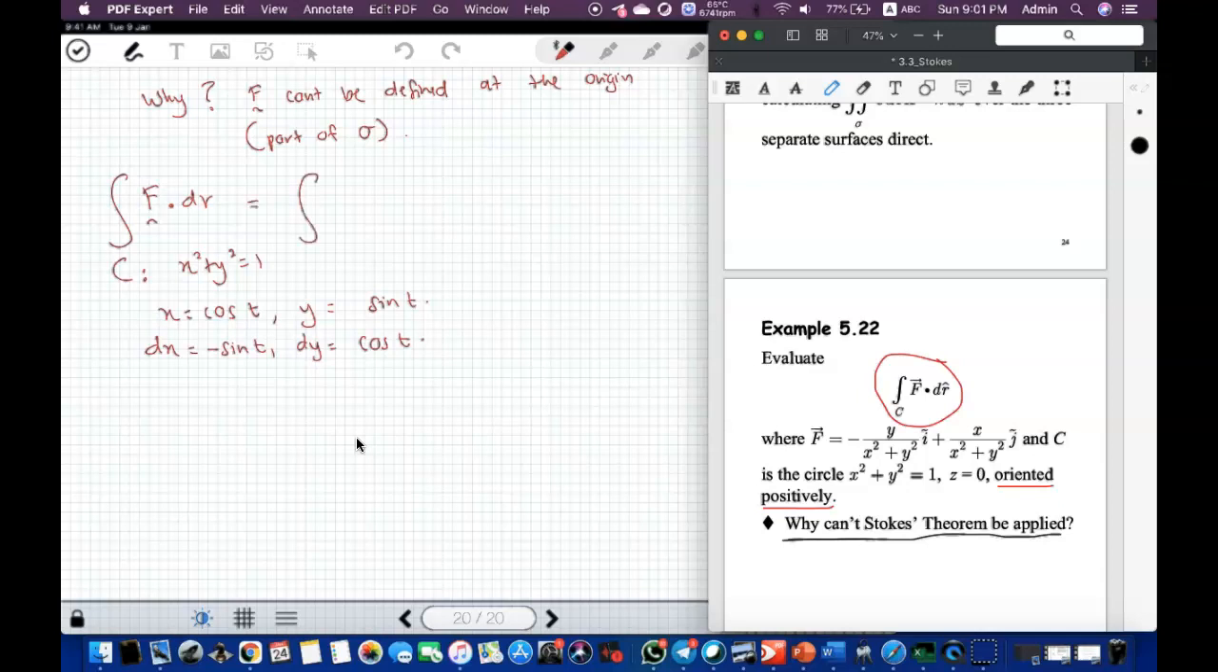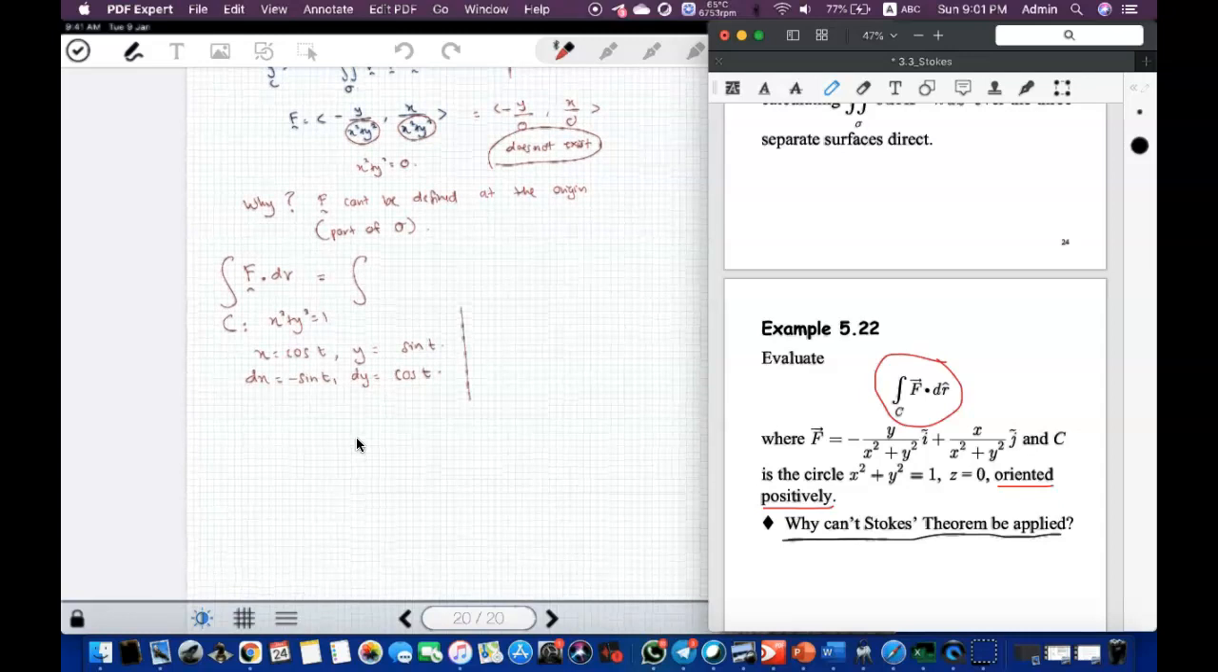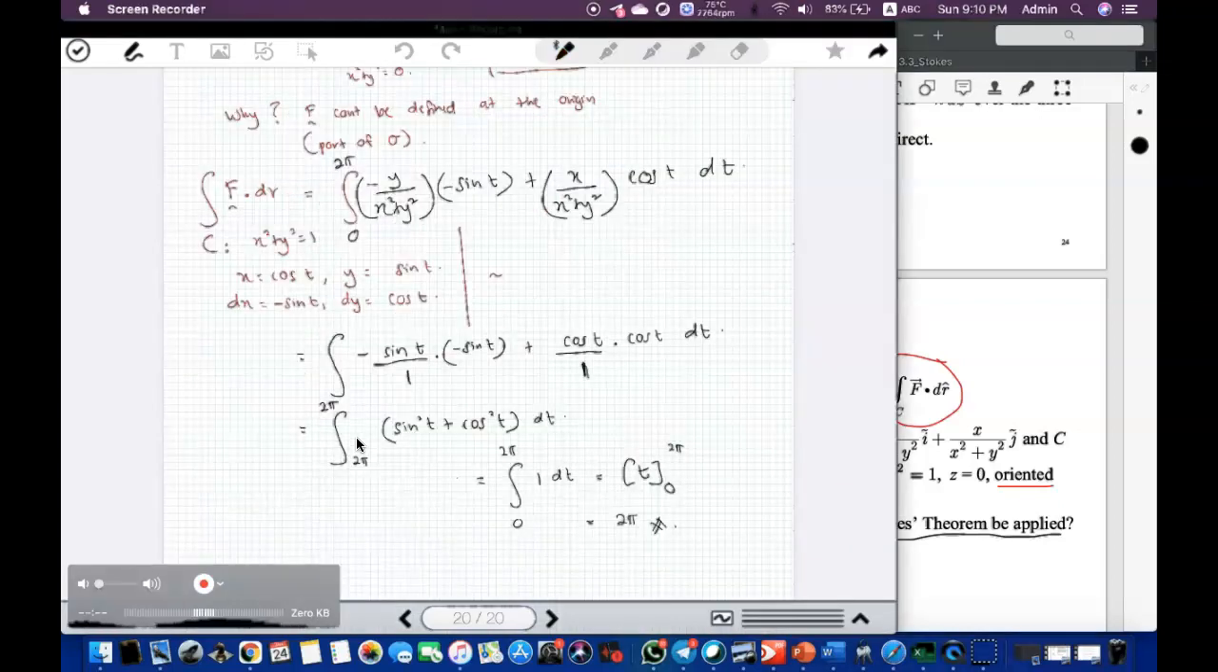So F dot dr, so you have to convert your F in terms of t. So I put the F, and for dr we know that there is a dx and a dy. So dx here is minus sine t dt, and dy is cos t dt. Okay, so then this one also needs to be changed to t. So y is, as we know, sine t, there is a negative here.